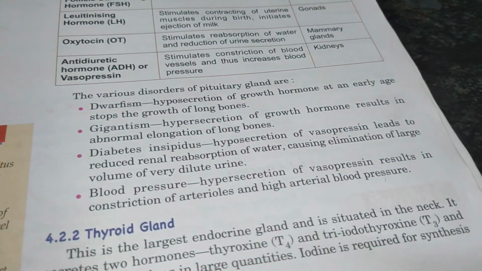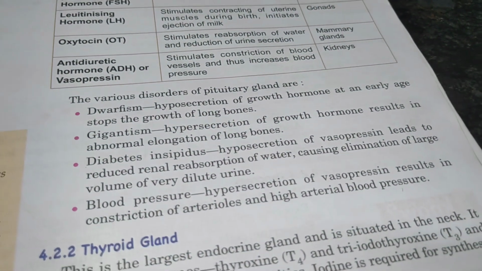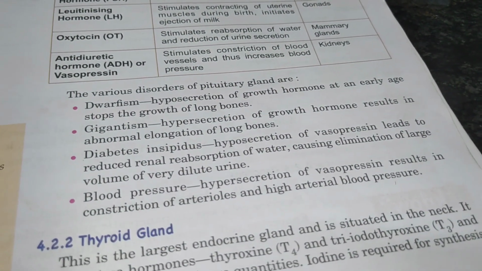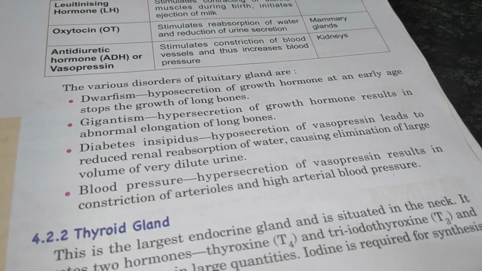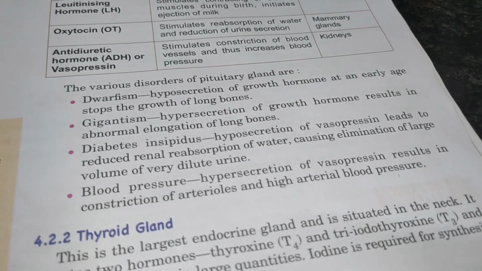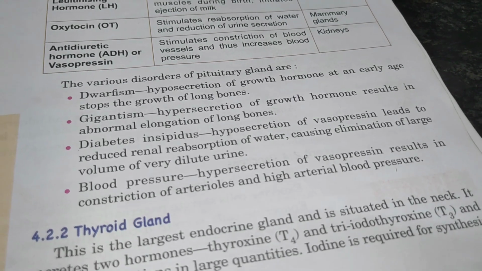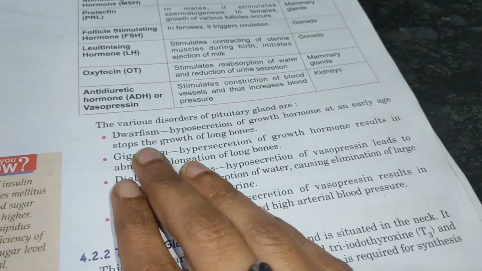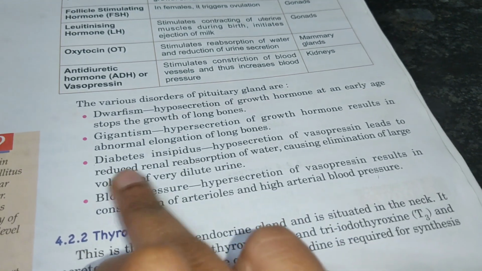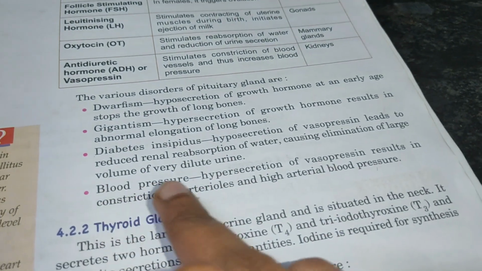So here what happens, more vasopressin is produced, so the arteries and arterioles will become constricted, and arterial blood pressure will become more, because it will be blocked. So these are the disorders: dwarfism, gigantism, diabetes insipidus and blood pressure.